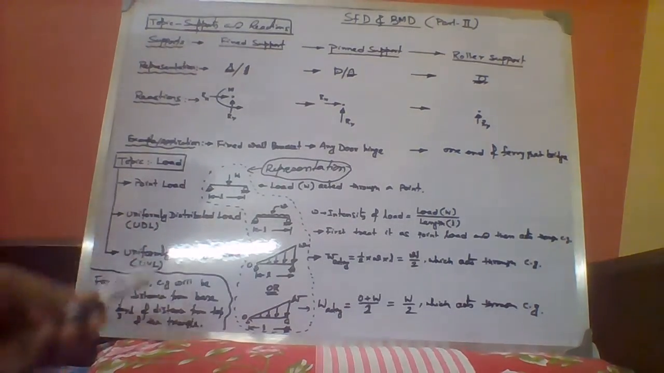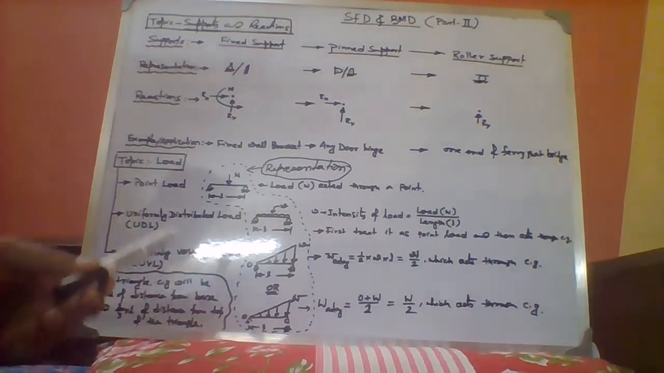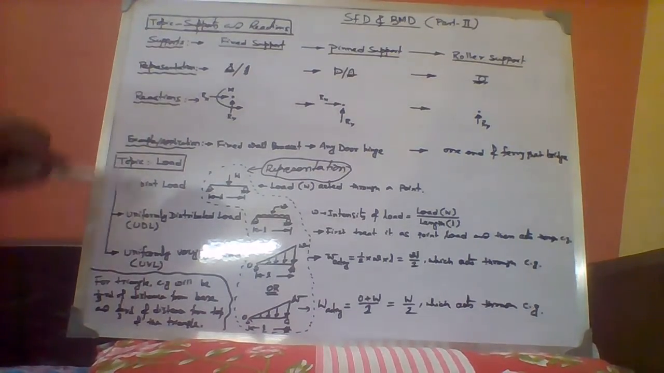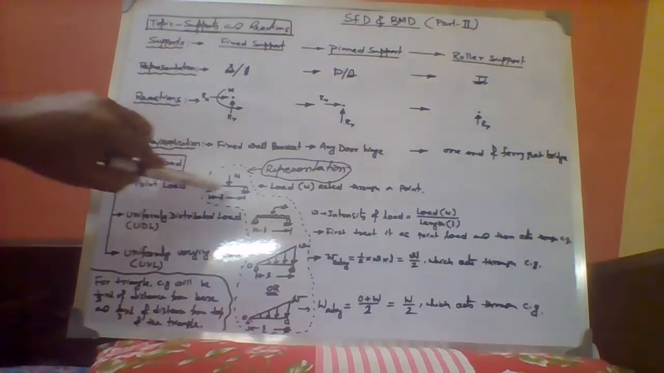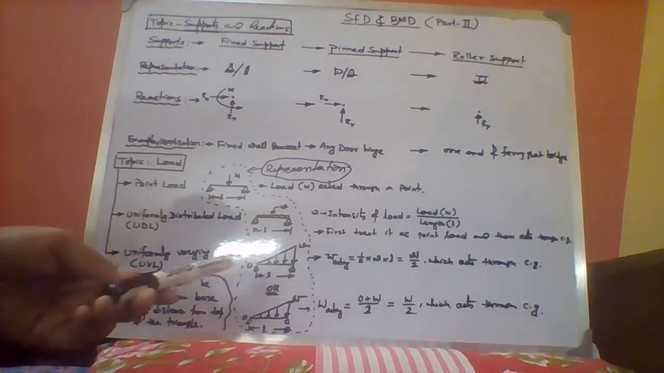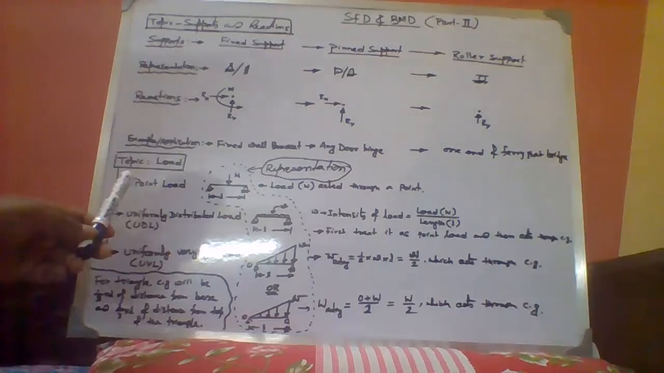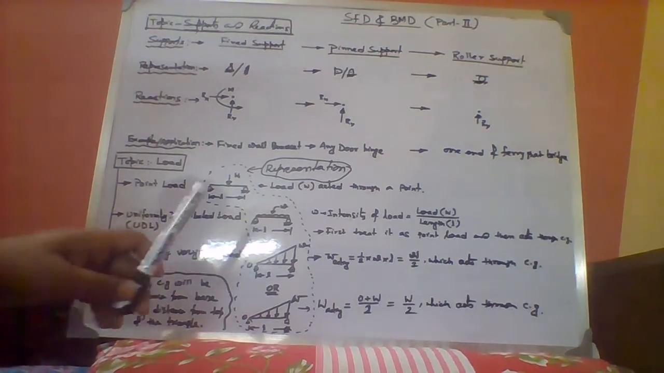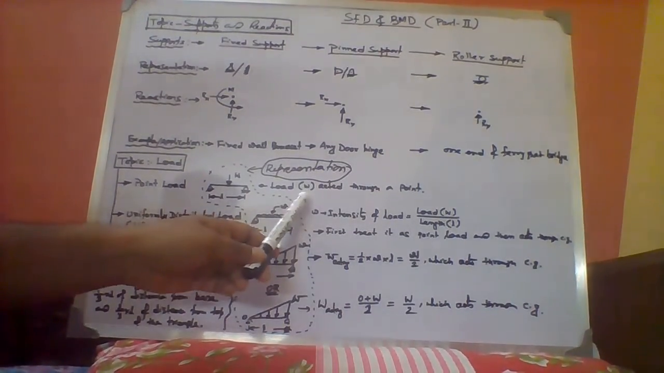Now we move to our next topic. The next topic is on load. The first one is indicating the types of loads. Then this dotted line is trying to indicate how it is represented, and the third one is a brief about that. So the first one is point load, as the name suggests, the load that is represented by capital W.